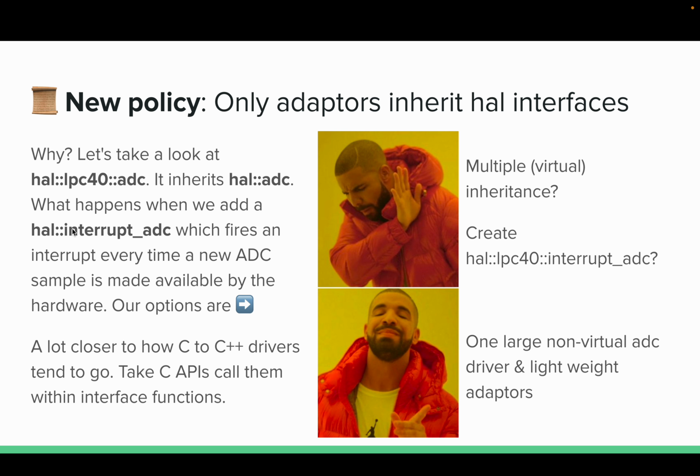One option is just to have our HAL LPC 40 ADC inherit HAL interrupt ADC, but then your vtable gets a little bit gross because it has to become a tree at that point. And you get this thing called a thunk, which I think is a way to separate out different virtual hierarchies. It's complicated, and it adds more weight than we'd want. And on top of all of this, in my opinion, multiple inheritance ends up being a really gross thing to deal with. So that's all to say that multiple inheritance is not a good idea.